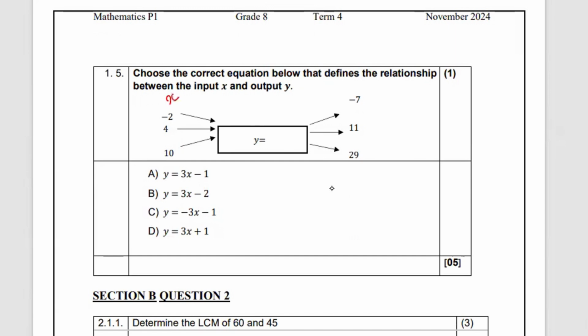Then 1.5, choose the correct equation below that defines the relationship between the input, which is the x, and then the output, which is the y. So I'm just going to use the options we have and see which one is going to give me the corresponding values. Let me look at option A. If I have 3 times negative 2, it's going to give me negative 6. When I subtract 1, I get negative 7, which satisfies that. Then 3 times 4 is 12, minus 1 gives me 11. 3 times 10 is 30, minus 1 is 29. So option A is satisfying the equation, or the rule.